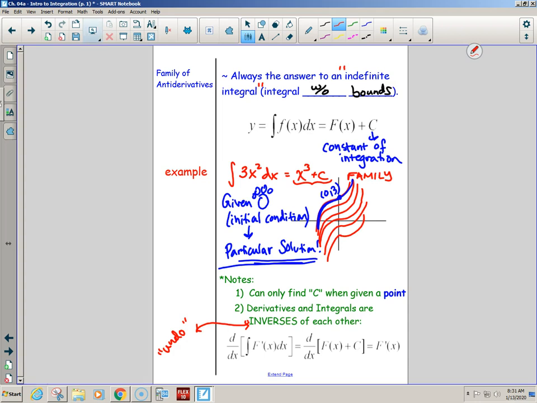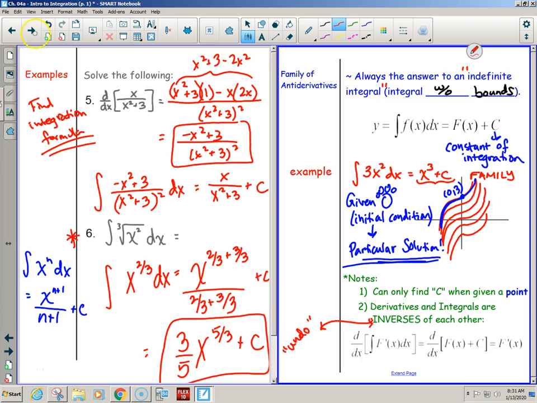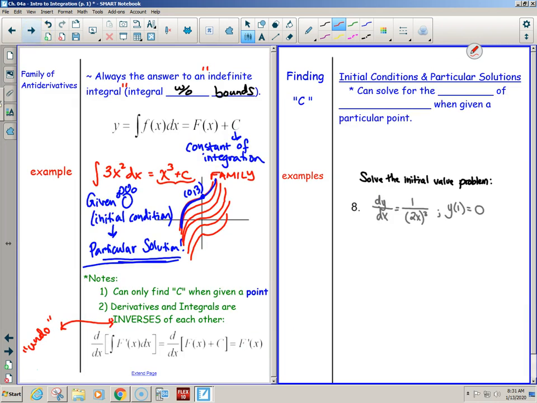And there's one more concept-y page, but I think it's even shorter if I can get there. Oh, we already talked about it. Sorry, I just introduced it earlier. How do you find C? Initial conditions and particular solutions. I already used that terminology over there.